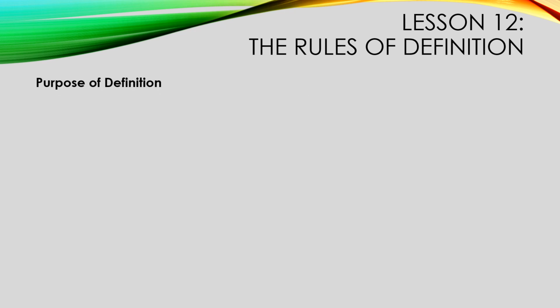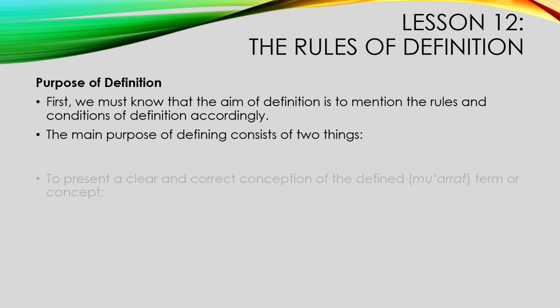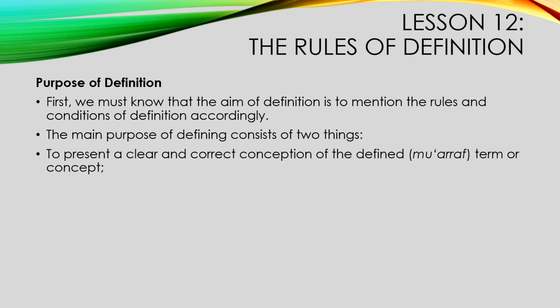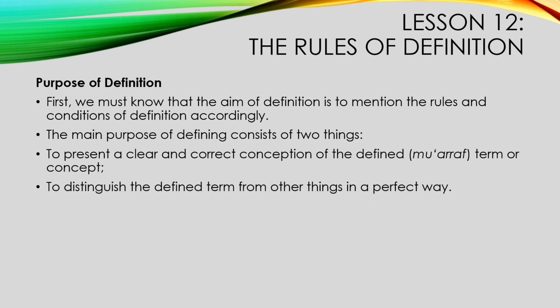Now let's proceed to the purpose of definition. First, we must know that the aim of definition is to mention the rules and conditions of definition accordingly. The main purpose of defining consists of 2 things. 1, to present a clear and correct conception of the defined, that is the mu'arraf term or concept. 2, to distinguish the defined term from other things in a perfect way.